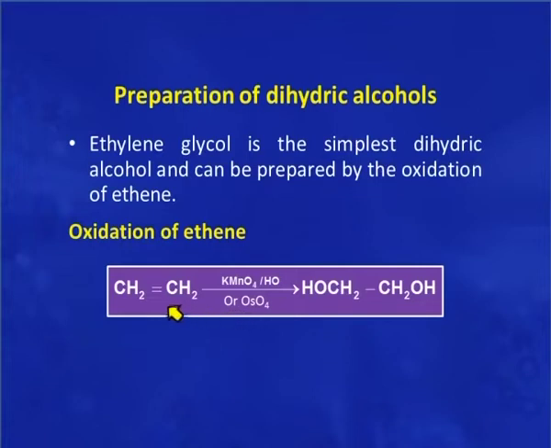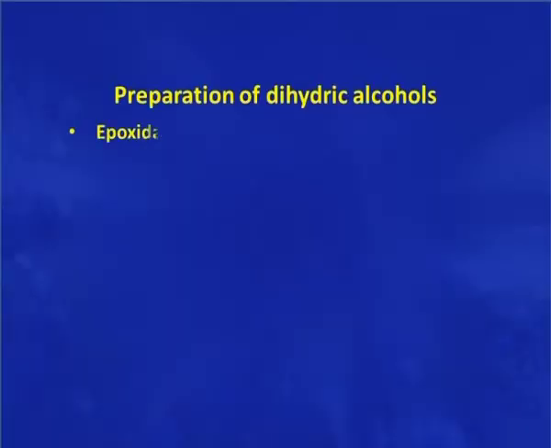Here the formation of ethylene glycol via this method is a cis addition, that is, only on one side of the double bond addition of the two hydroxy groups takes place. Ethylene glycol can also be prepared by the epoxidation of ethene.